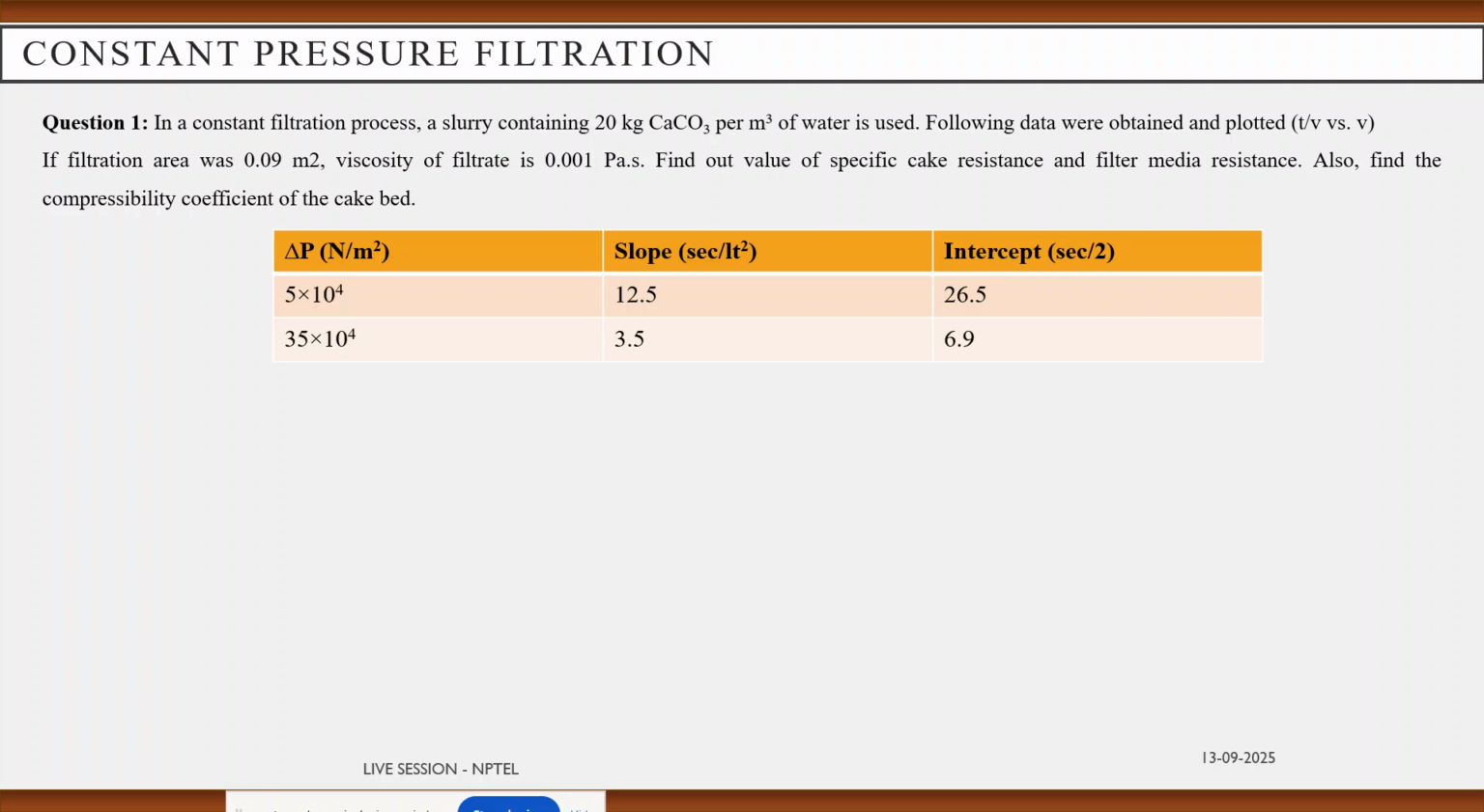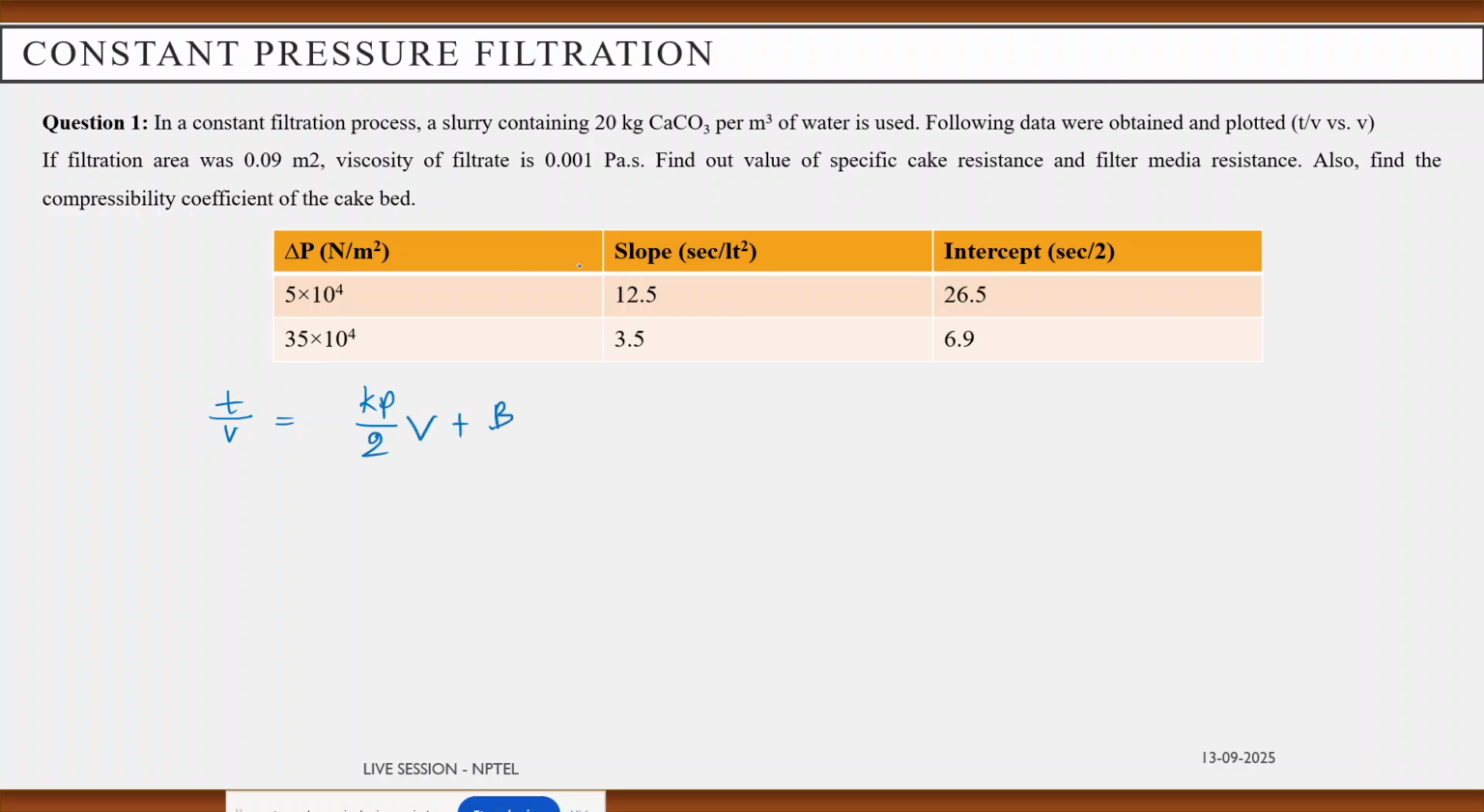So this numerical tells that in a constant filtration process, slurry of 20 kg of calcium carbonate per meter cube is added with water. Following the data that has been plotted, some values are given. You have to calculate the specific cake resistance and filter resistance. So for constant filtration process you have to follow this equation, right?